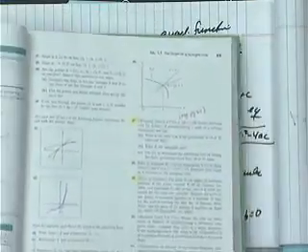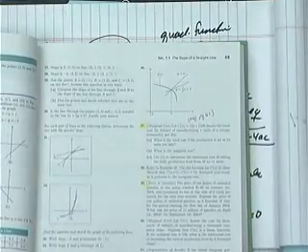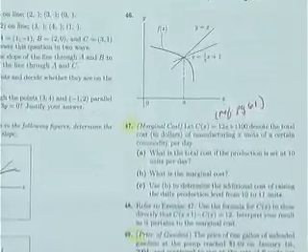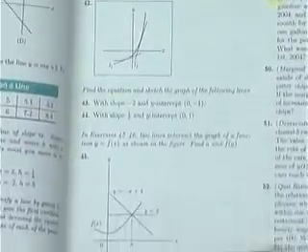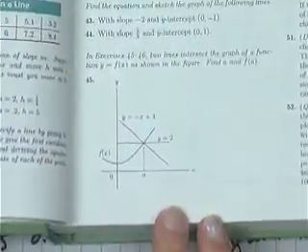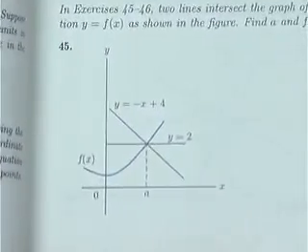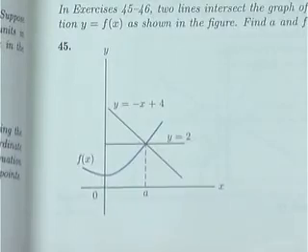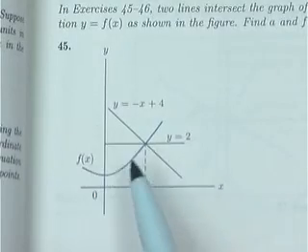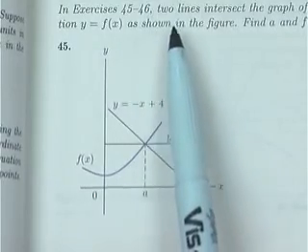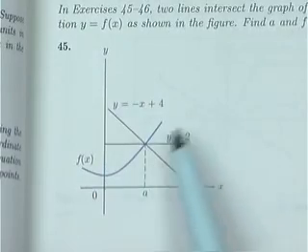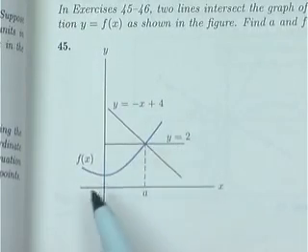We did some problems from Chapter 1, Section 1, I think, last time when we were talking about slopes of lines and equations of lines and all that stuff. I want to go down to problem number 45. We've got a visual here. This is page 69, problem number 45. And we have two lines that are intersecting the graph of a function.